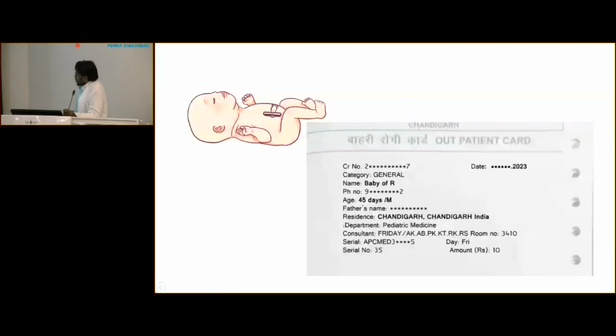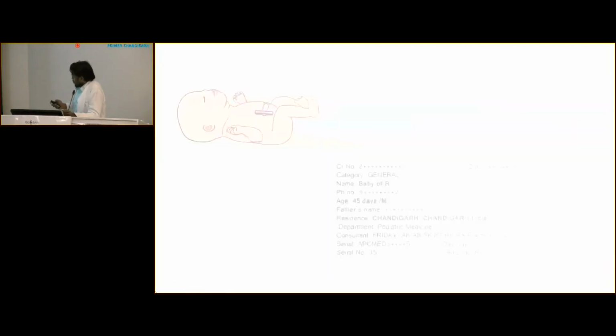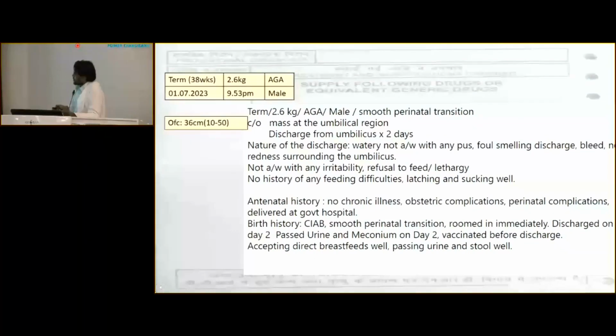Coming to the second case, a baby of R, a 45-day-old male child, presented to OPD. He's a resident of Chandigarh, and he came with complaints of a mass at the umbilical region and discharge from the umbilicus for the past 2 days. The nature of the discharge was watery, not associated with any pus, not foul smelling, and no bleeding was noticed.